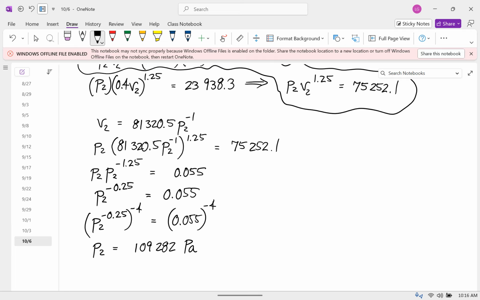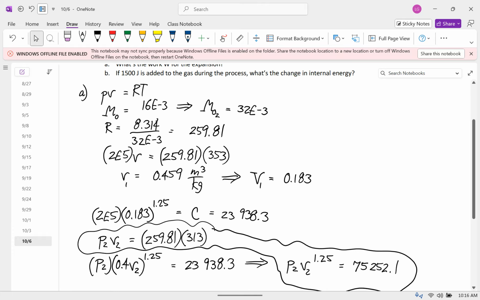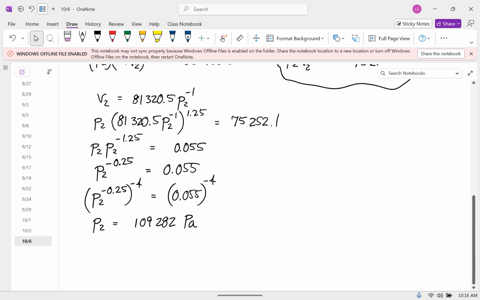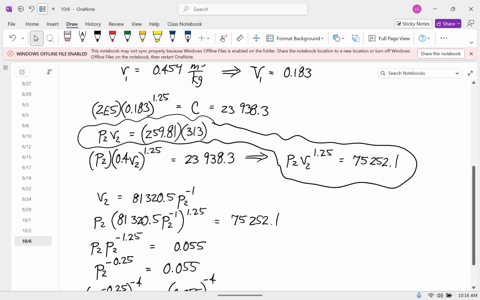Okay, any questions about that yet? That's a lot of exponent fiddling. There aren't a ton of classes where you do a lot of exponent stuff, so your memory of that stuff tends to go away. But when we're dealing with these polytropic processes, it's all this kind of stuff. Okay, so now we have the two final pressures.